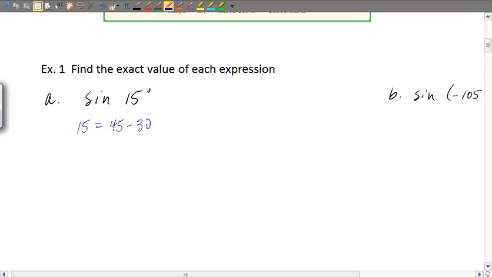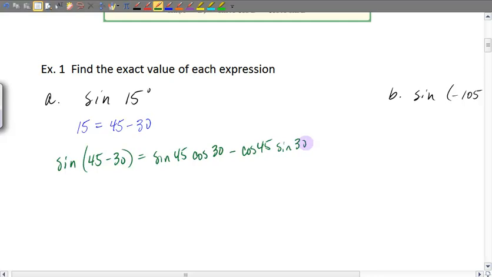As I think we've proved before, it doesn't matter if you use these two angles or any combination of angles from our unit circle, as long as they come up with 15. So let's apply that. We're going to say the sine of 45 minus 30. So we're going to use the difference identity for sine. That one looks like the sine of the first, so the sine of 45 times the cosine of the second, minus the cosine of the first times the sine of the second.